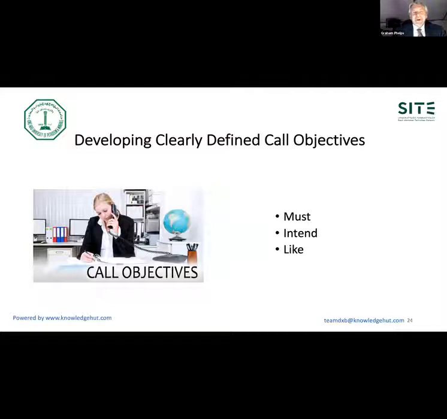Now, my minimum objective is to make a good impression, to be able to send some more information. My intention is to create a second meeting to go through the exhibition in more detail and provide a proper quotation and proposal. Like, well, if things go really well, I'd like to make a sale on the first call. And that's not likely to happen, but it can happen sometimes. So, what that means is whenever I finish a phone call and I end the conversation, I've always achieved something.